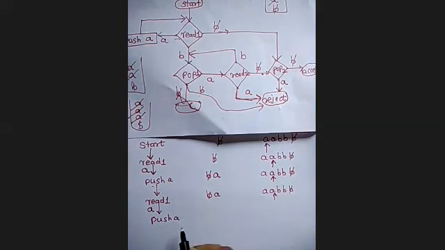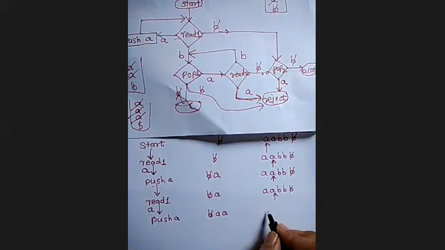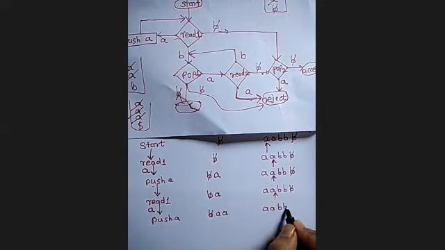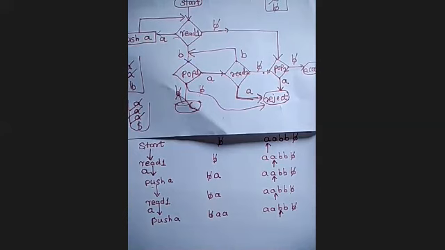Read one के बाद, push A. Okay, and now the stack contents will be what? The second A is pushed on the stack. Yes, the second A is pushed on the stack. So your input pointer will point to the B. Is it clear?